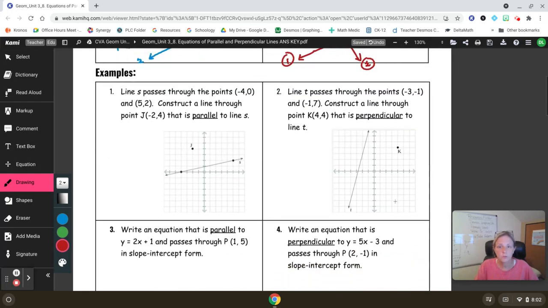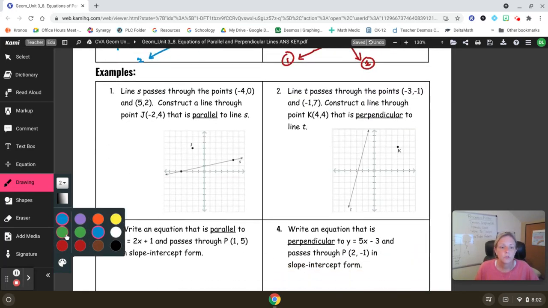Okay, so let's run through some examples. So for this first one, it says line S passes through the points -4, 0, that's this point right here, and 5, 2, that's this point right here. Construct a line through point J, which is -2, 4, that's this line right here, that is parallel. Parallel is going to be key.